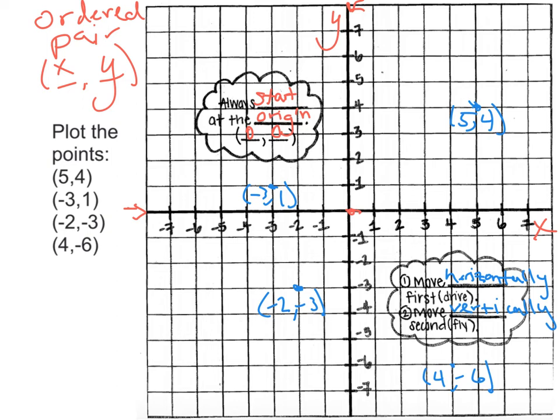So what you might have noticed here is that if you see a positive number, it means you're either going to go to the right or you're going to go up. And if you see a negative number, it means you're either going to go left or you're going to go down. So using the positioning within the ordered pair, remember the left side tells you to move left or right. The right side tells you to move up or down. And then look at whether it's positive or negative to determine the direction.